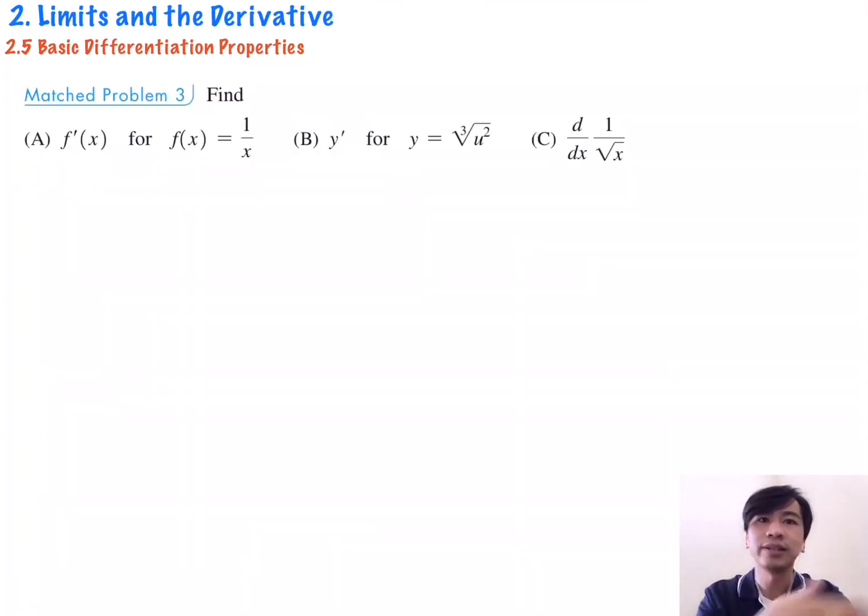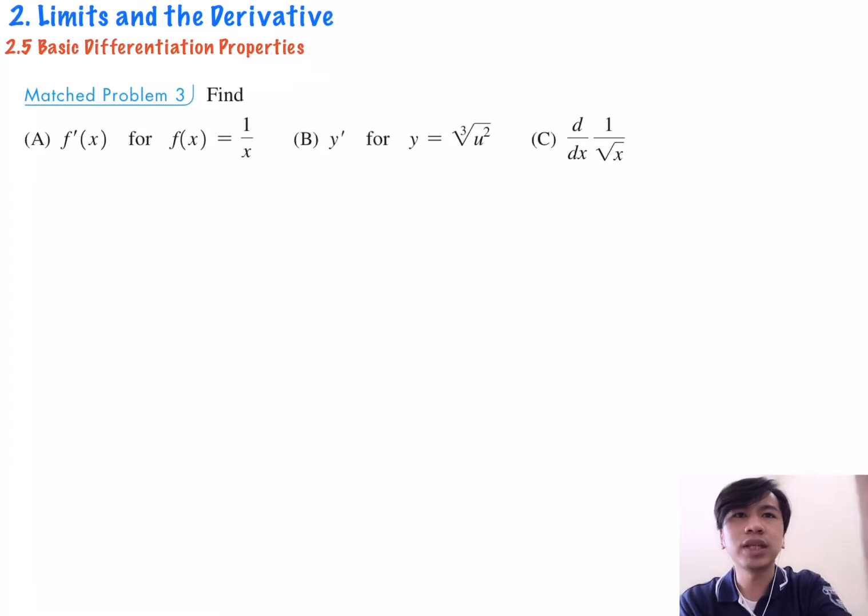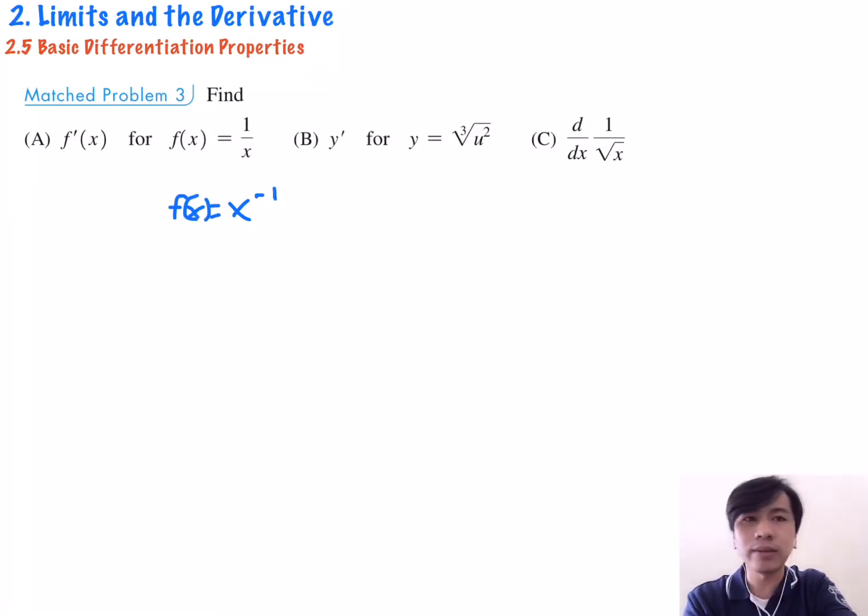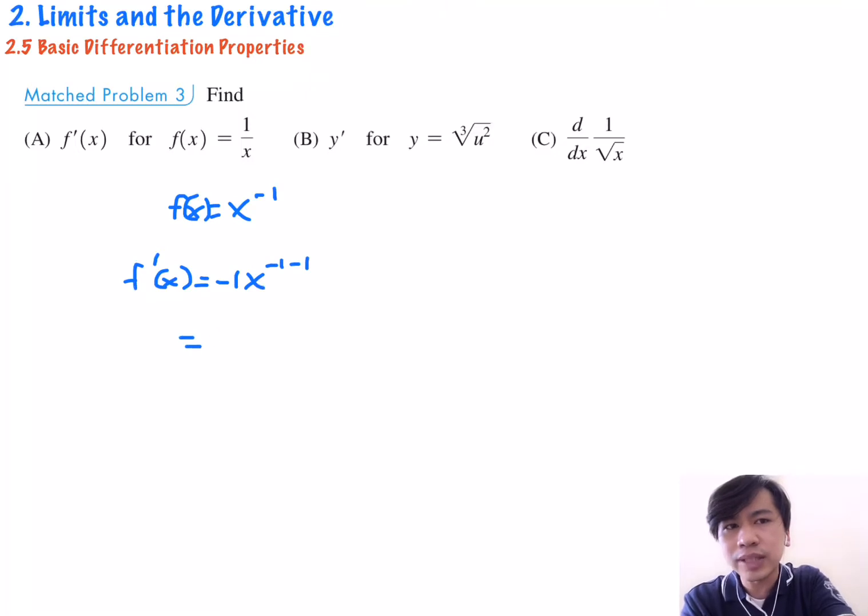Oh, I forgot, there's a match problem 3. So on match problem 3, you have A, this is for 1 over x. So for 1 over x, we have to know that it will be x to the power of negative 1. And if we know that f of x is equal to x to the power of negative 1, then f prime of x will be equal to negative 1 x to the power of negative 1 minus 1. So that will be negative x to the power of negative 2. Okay, this is for A.